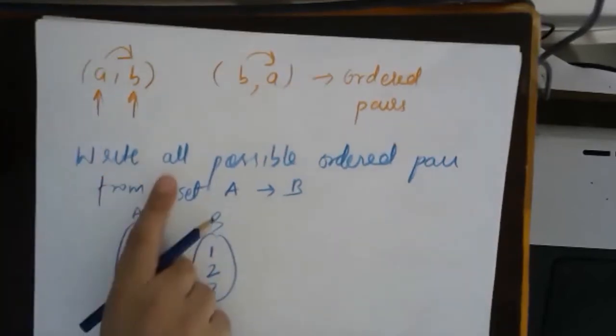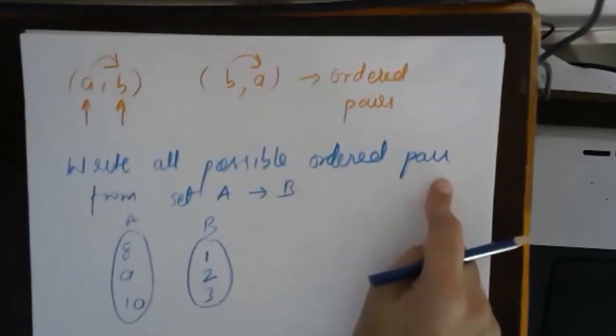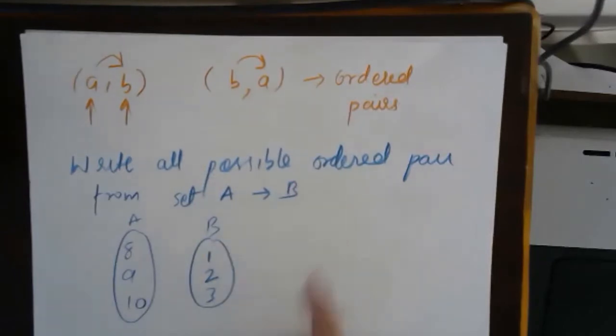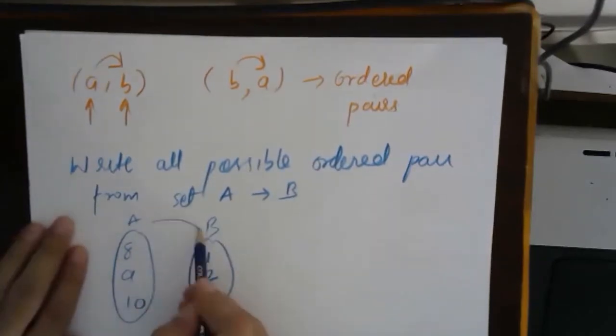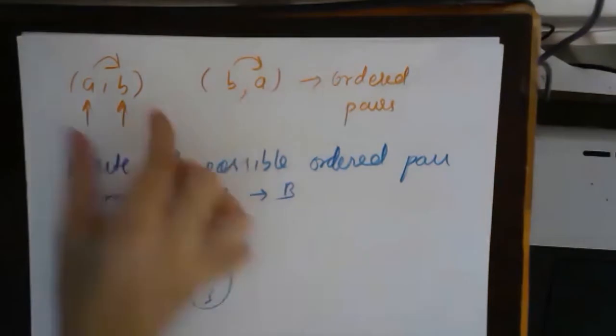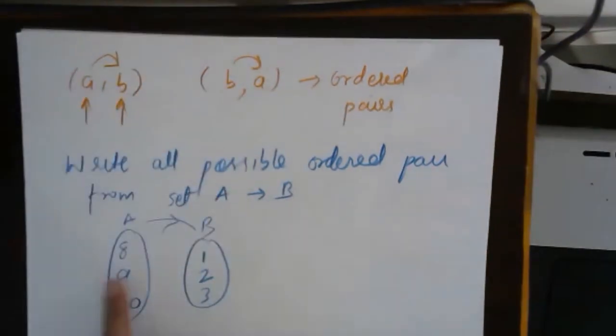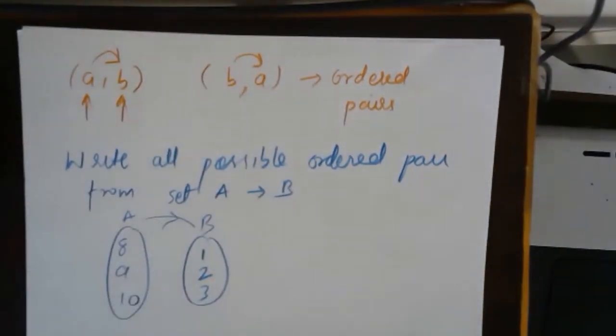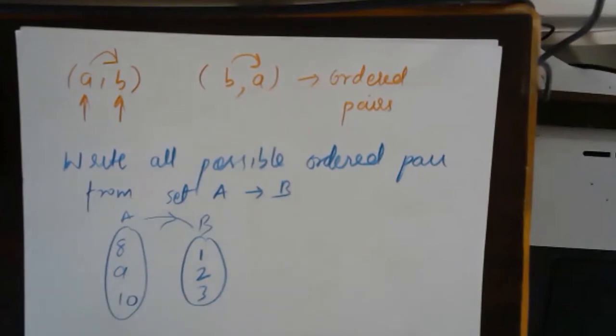I'm saying write all possible ordered pairs from set A to set B. Then what will you write? I want you to write it by yourself. Let's see if you write all the elements correctly. Try to write all ordered pairs. Ordered pair means something like this, A comma B, right? From set A to set B. Let's see if you can write them.